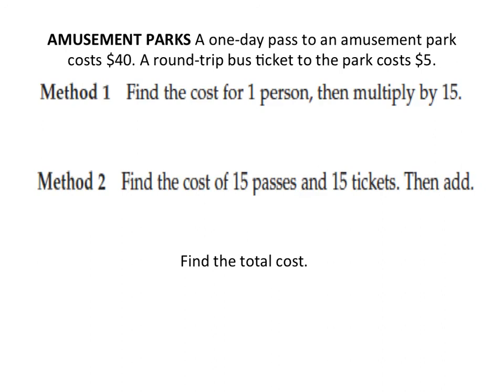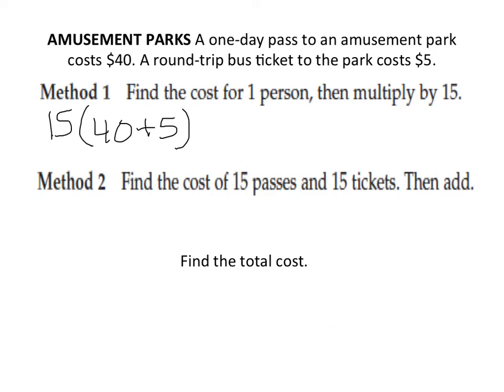Alright, we're going to solve this problem in two different ways. It's an amusement park. We have a one-day pass to an amusement park that costs $40, and a round-trip bus ticket to the park costs $5. This first method would be to find the cost for one person. For one person, it's $40 plus $5. So that's one ticket. But there's going to be 15 of us. So I'm going to take that price of 1 and multiply it by 15.